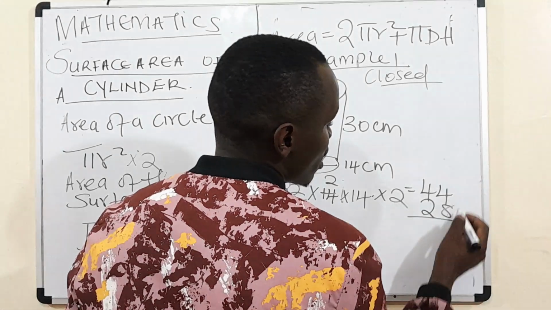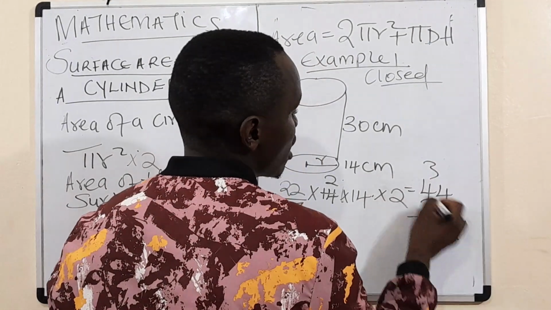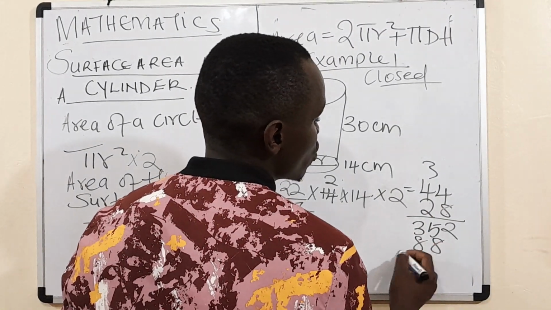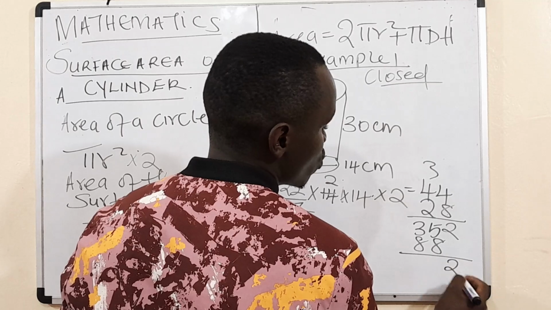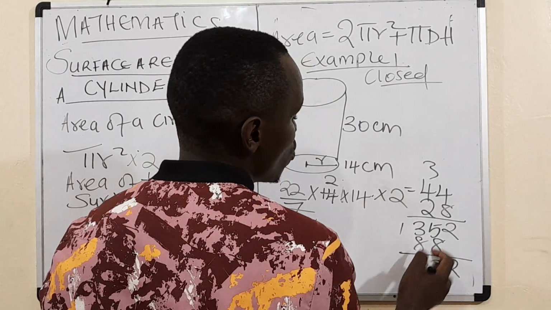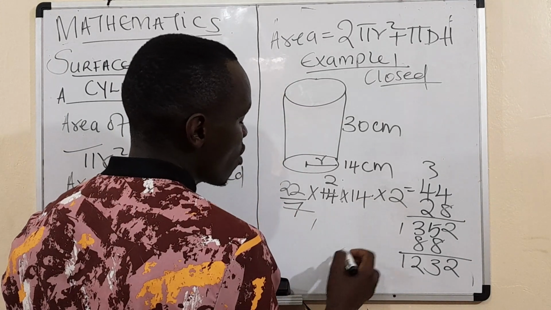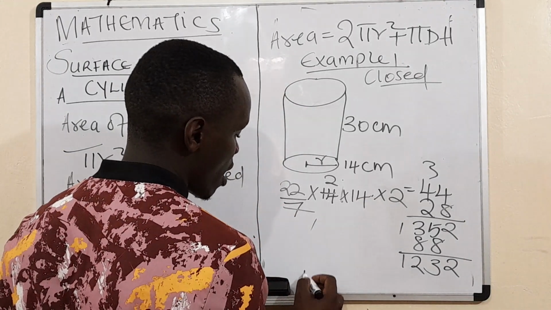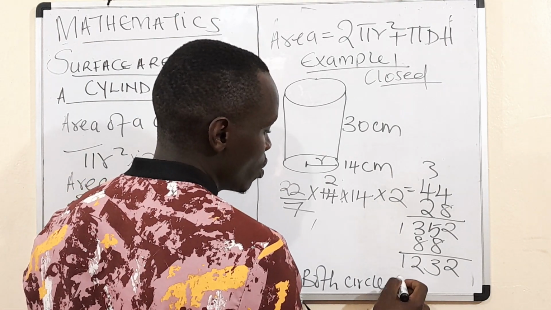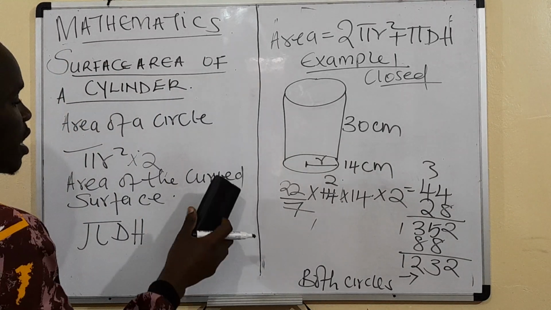Here we are going to have 32, which is 2 carry 3, 32. This is 35. Then we are going to have 8. So in this case, we are going to have 2. Then 5 plus 3 will give us 8, and then 12. So the area of the two circles, both circles, will be given by 1232.